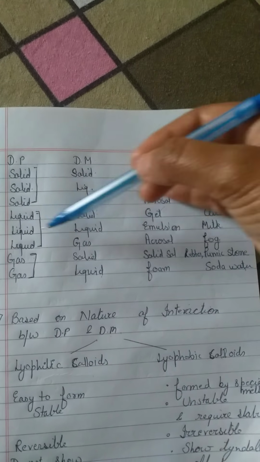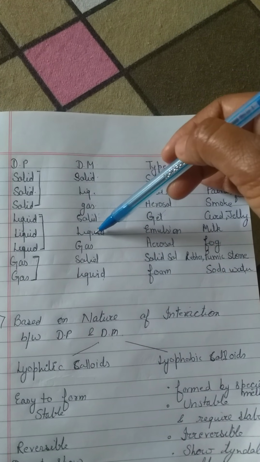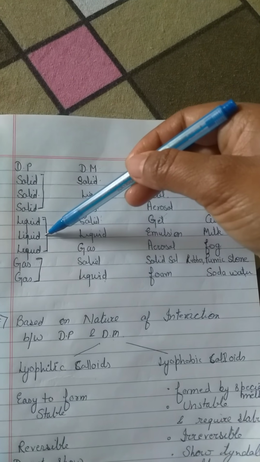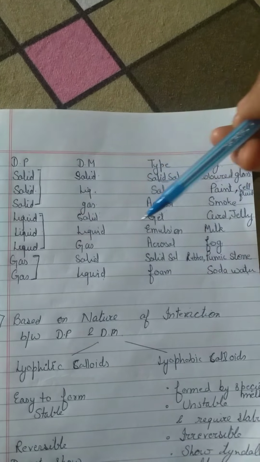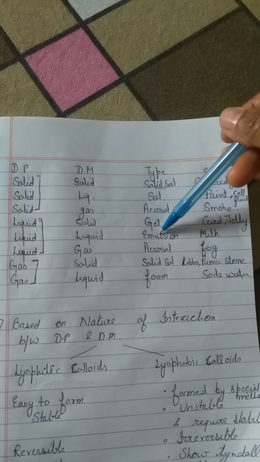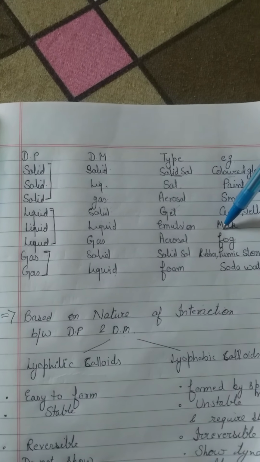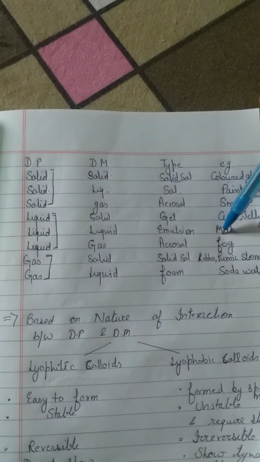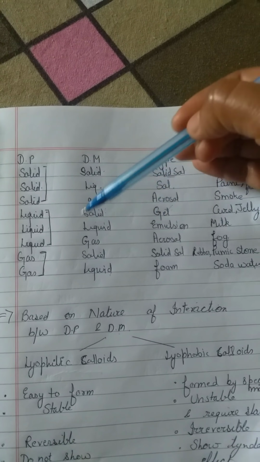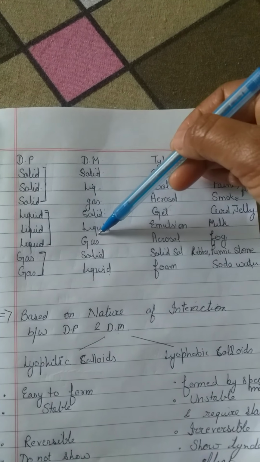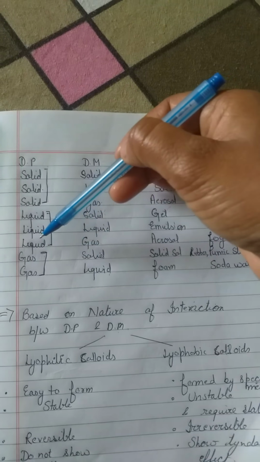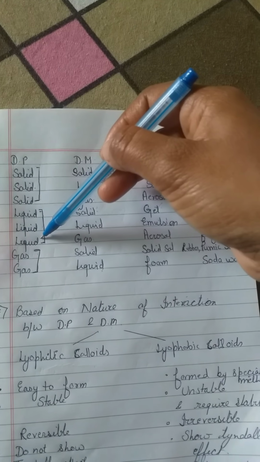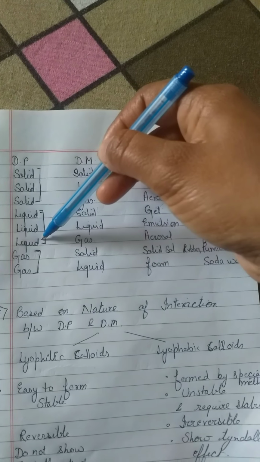Next we have liquid in liquid. The dispersed medium is in liquid state as well as the dispersed phase. The example is emulsion. Like milk and hair creams, all these are examples of emulsions. Next we have a dispersed medium in gaseous state and a dispersed phase in liquid state, right?